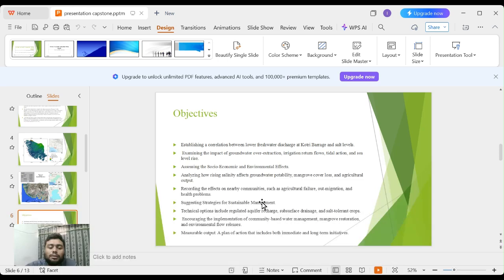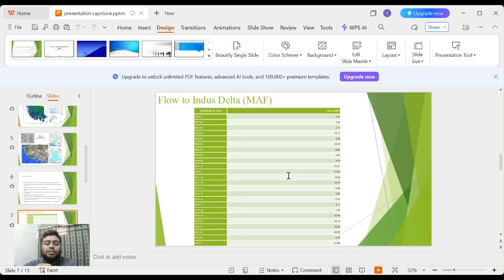The other one is suggesting strategies for sustainable management of the saline area. Technical options include regulating aquifer recharge, subsurface drainage, and salt-tolerant crops. Encouraging the implementation of community-based water management and restoration to mitigate erosion and environmental degradation. The major output is a plan of action that includes both immediate and long-term initiatives. Immediate action is necessary, along with long-term policy initiatives.